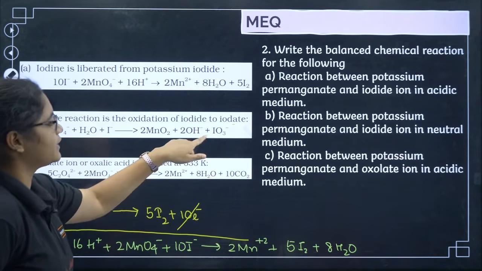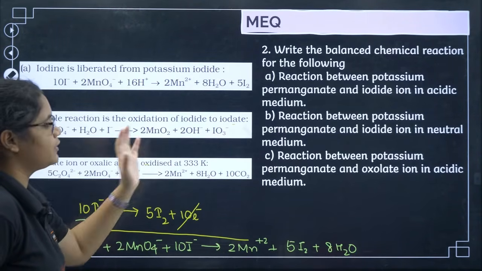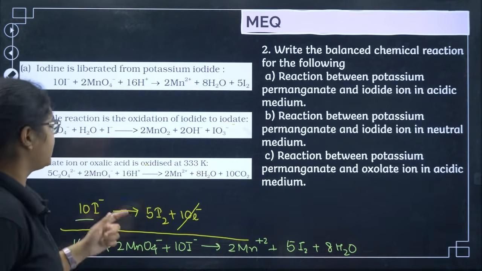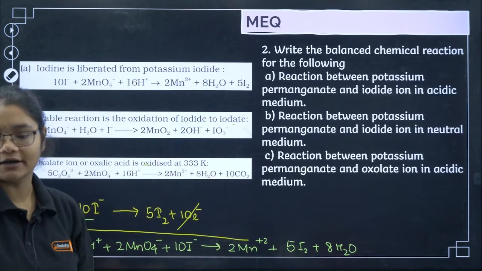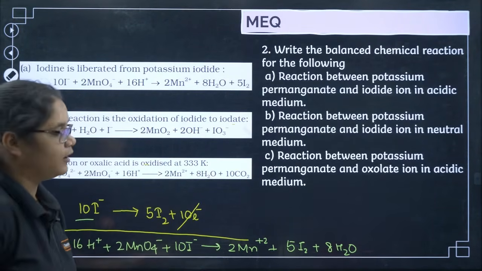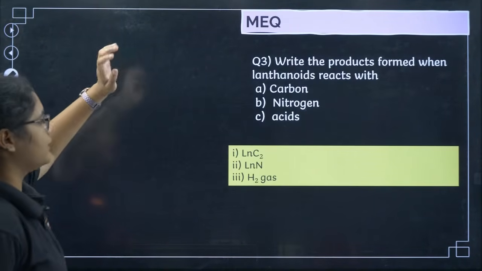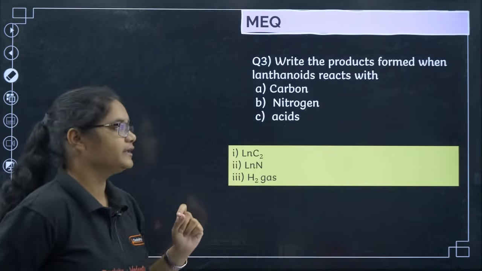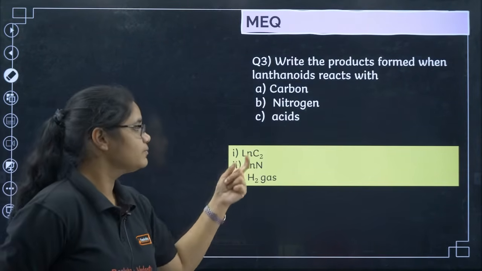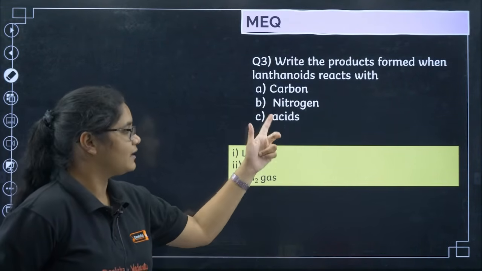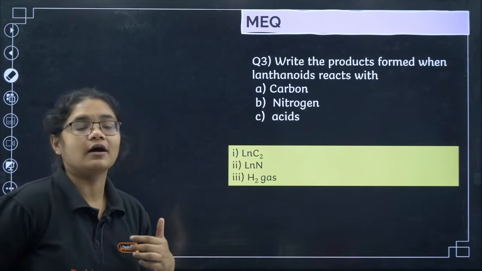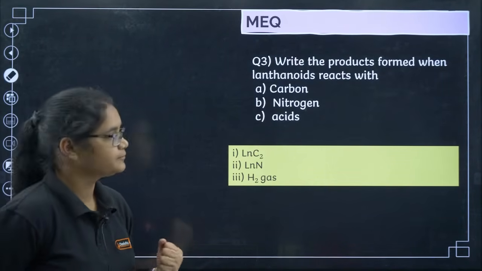Then you have the reaction between potassium permanganate and iodide in neutral medium. So in neutral medium, what will I get? IO3 minus. Accordingly you have to balance, and then oxalate ion C2O4 2 minus will finally get converted to CO2. Next question, reaction of lanthanides with the following. With carbon you will get LnC2, with nitrogen LnN, and with acids it will produce hydrogen gas.